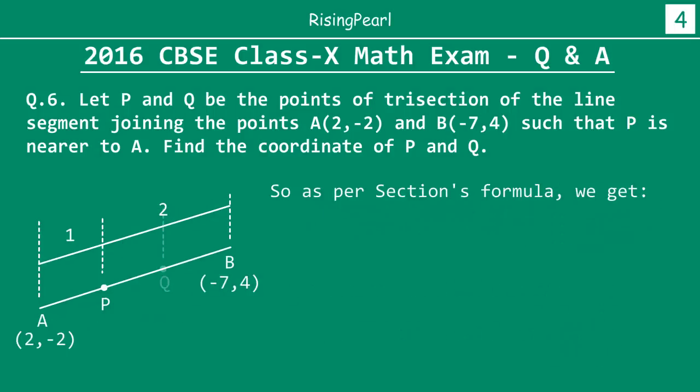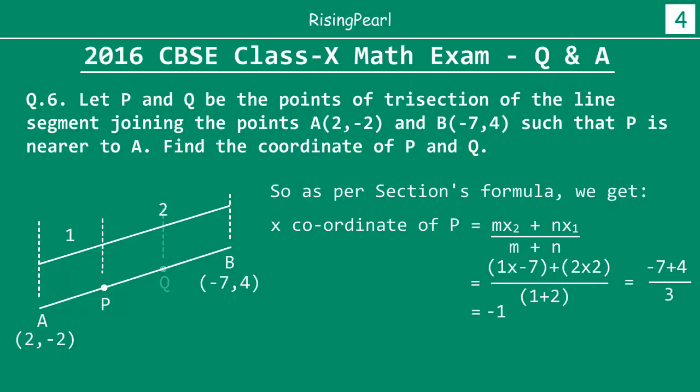The ratio in which AP is to PB is divided will be 1 part to 2 parts, so 1 is to 2. Now applying the section formula, we are going to find the x coordinate for the point P. So mx2 plus nx1 by m plus n will be 1 times minus 7 plus 2 times 2, divided by 1 plus 2. We solve it, we get minus 1. So the x coordinate is minus 1.